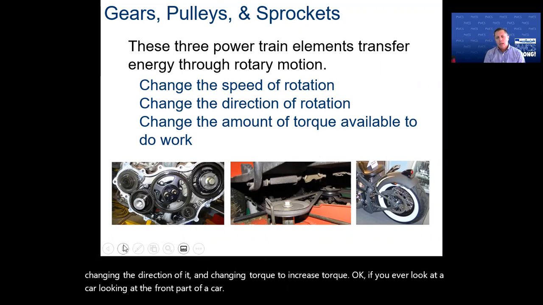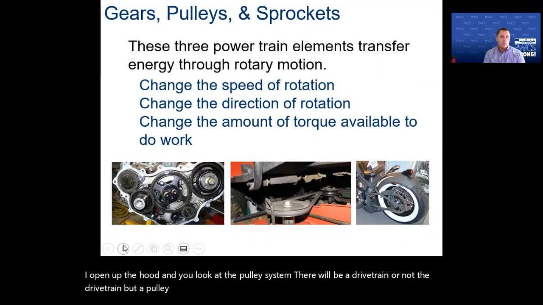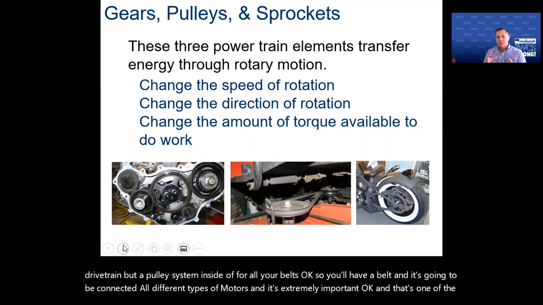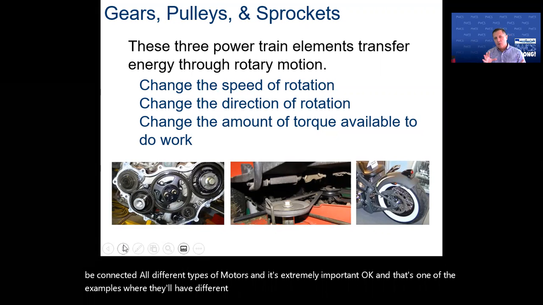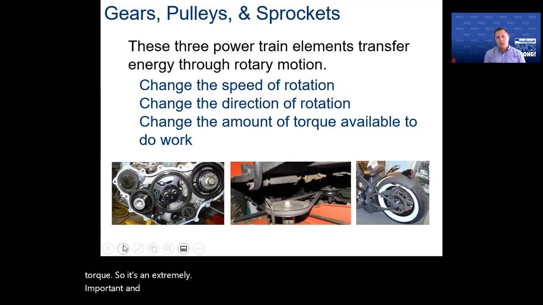If you ever look at the front part of a car, open up the hood and you look at the pulley system, there will be a pulley system for all your belts. You'll have a belt connected to all different types of motors, and it's extremely important. They'll have different sizes, and that'll cause things to spin faster or slower, which means also it could be giving more torque or less torque. So it's an extremely important and helpful thing in your car and in all other places. And you see the examples there.